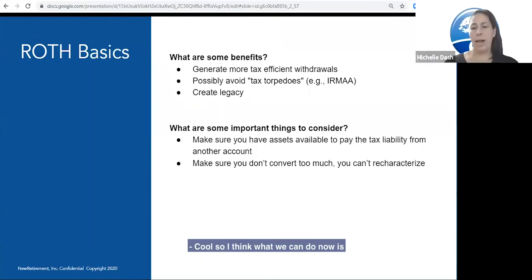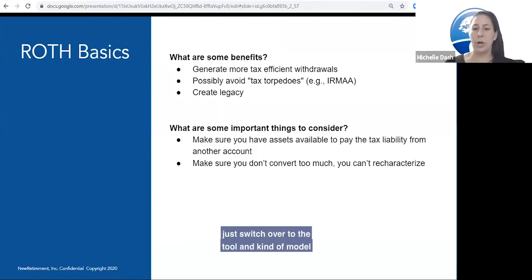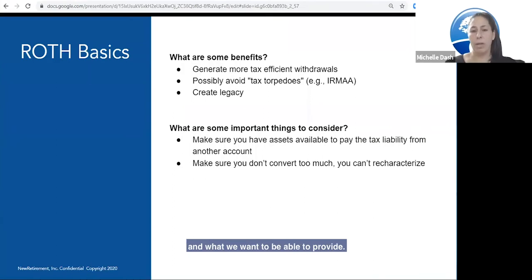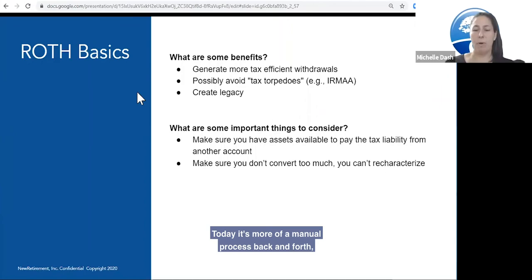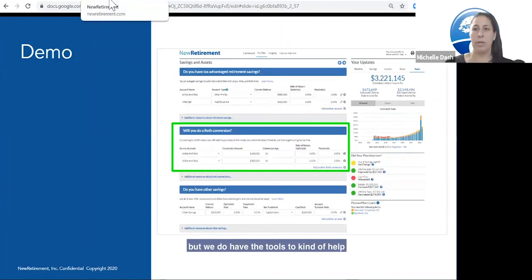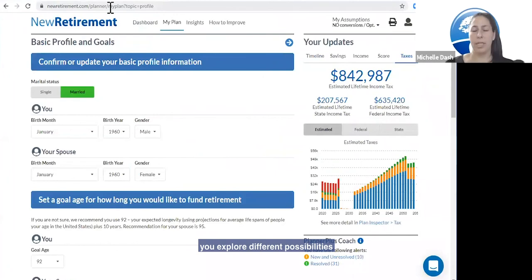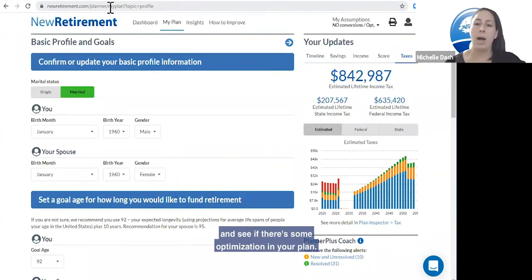Cool. So I think what we can do now is just switch over to the tool and model how you would do a Roth conversion and look at it. There is a question, can we optimize Roth conversions? Not right now. That's definitely where we're going and what we want to be able to provide. Today, it's more of a manual process back and forth, but we do have the tools to help you explore different possibilities and see how that impacts. So hopefully I'll show you how to do that, and then you can try it on your own and see if there's some optimization in your plan.